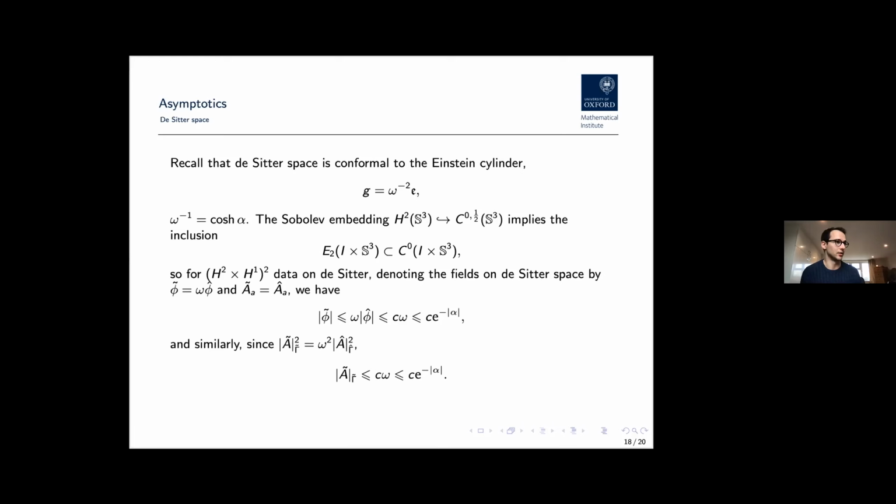And I can do a very similar thing for the Yang Mills potential, except here I have to have a sort of space-time metric with a reverse sign in the space-like part.